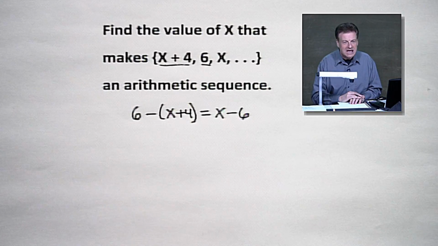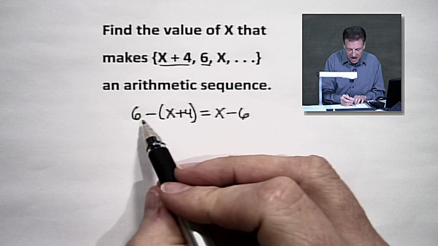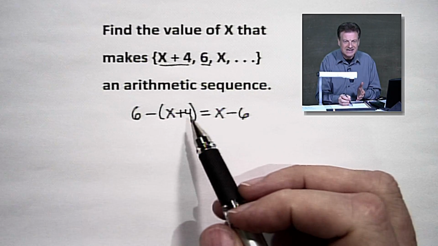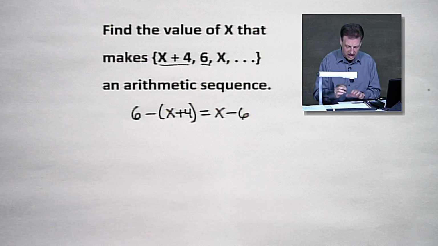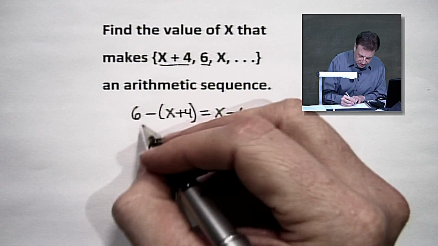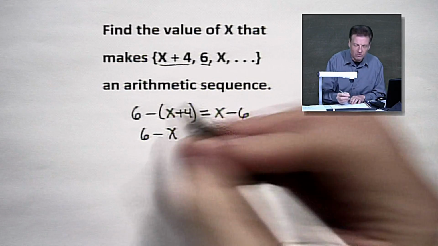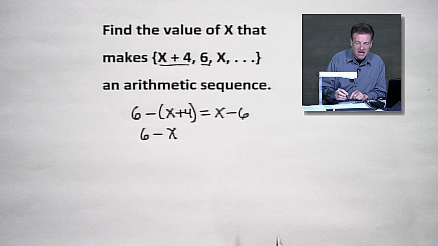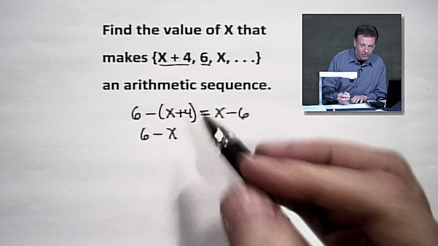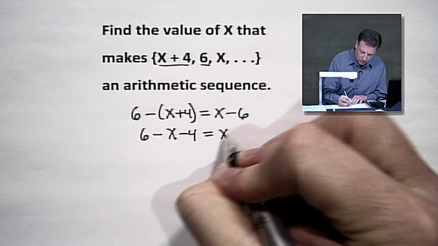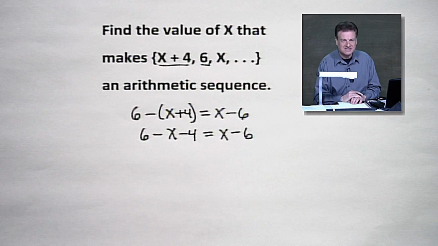Now, in looking at this, we've got a minus in front of that parentheses, which means everything has got to be distributed by a -1. We haven't seen a problem like that in a while, so let's go for that. It's going to give me 6 minus x, because -1 times x gives me minus x. While I'm at it, let's say -1 times 4. Don't want to forget that sign. Put a -4 on that one. And on the other side, we are good to go at x minus 6.